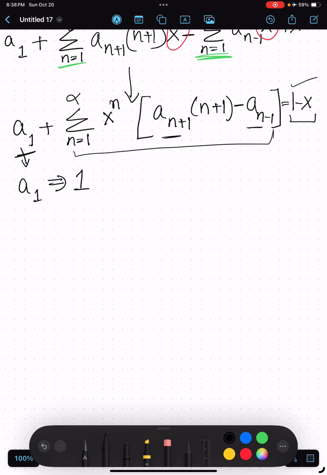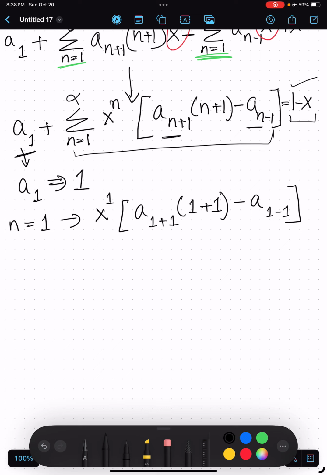So when our n is equal to 1, just plugging in the values, I have x to the power 1, a sub 1 plus 1 times 1 plus 1 minus a sub 1 minus 1. Simplifying that, I get 2 times a sub 2 minus a sub 0.